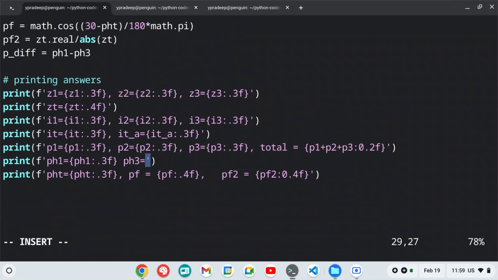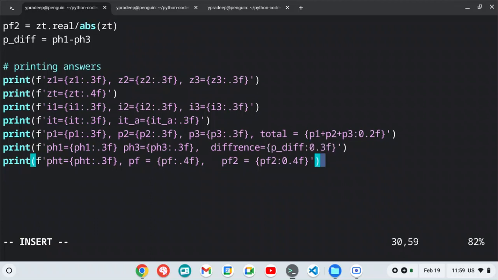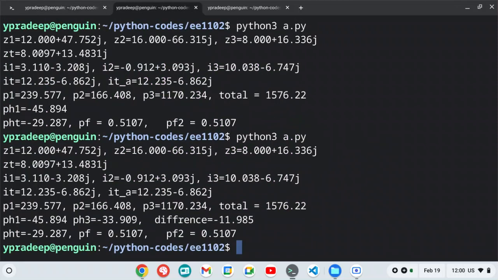ph3 equal to ph3. I'm just printing the 0.3f. Then the phase difference, P_diff, to 3 decimals. So here I'm getting minus 11.985. I can ignore the minus. So 11.985 is the answer.